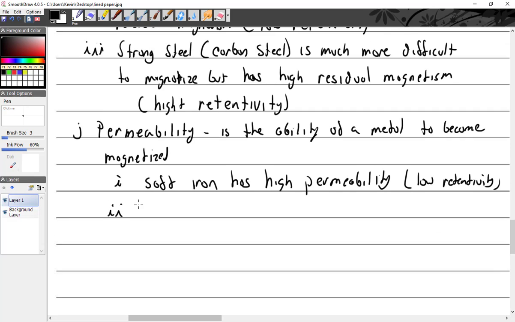So carbon steel then has high or low retentivity? Okay, so carbon steel has high. Well, we'll keep it in the same form. Carbon steel has high or low permeability? Low. Low permeability means it doesn't like to be magnetized. It's hard to get it that way, but once you get it that way, it stays. So high retentivity.